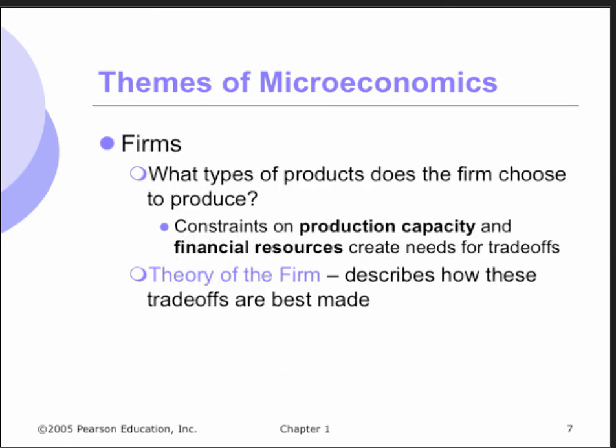And then we have firms. Firms face a number of decisions. For one thing, they must decide what types of products they want to produce. And a firm, of course, can't produce every product it wants, and it can't produce an infinite quantity of products. It must make choices, and these choices, of course, are governed by constraints on the firm's production capacity and its financial resources. The theory of the firm is the body of economic thought that describes how these trade-offs are best made.